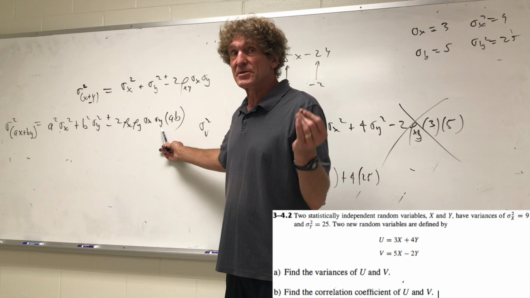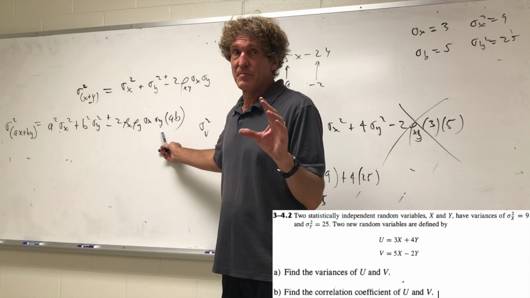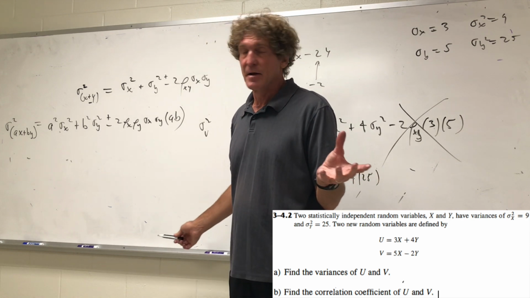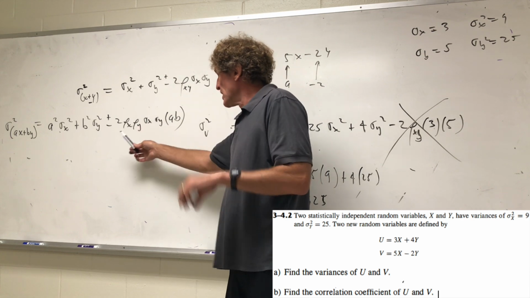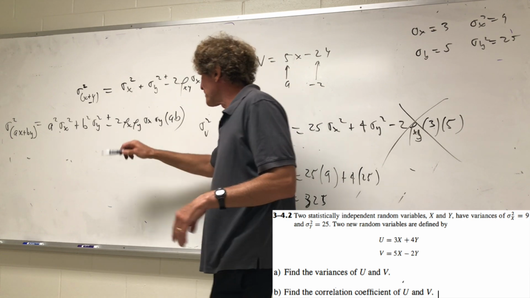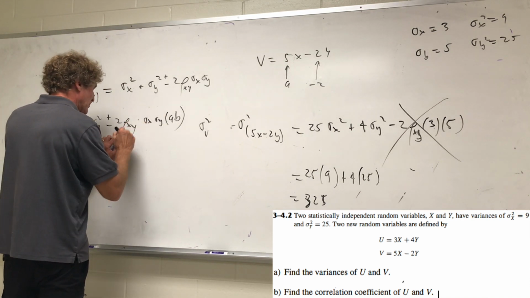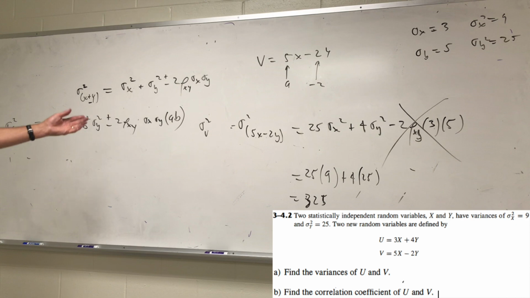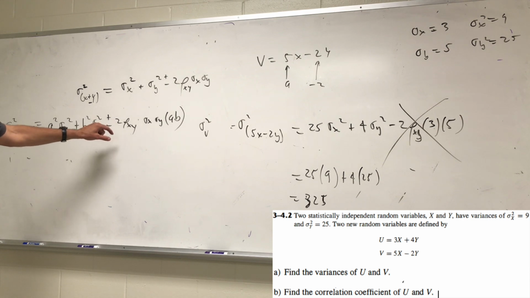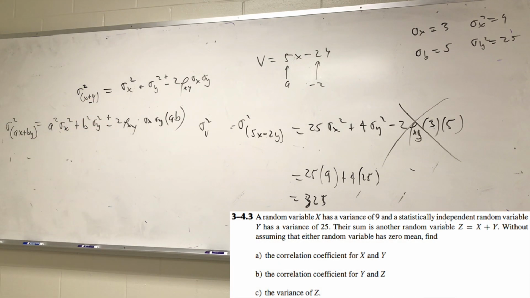Now, if that correlation coefficient wasn't 0, which happens all the time, then you're going to have to put the correlation coefficient, rho xy, in there. And remember, if the correlation is plus, you keep the plus sign. If it's minus, you keep the minus sign.